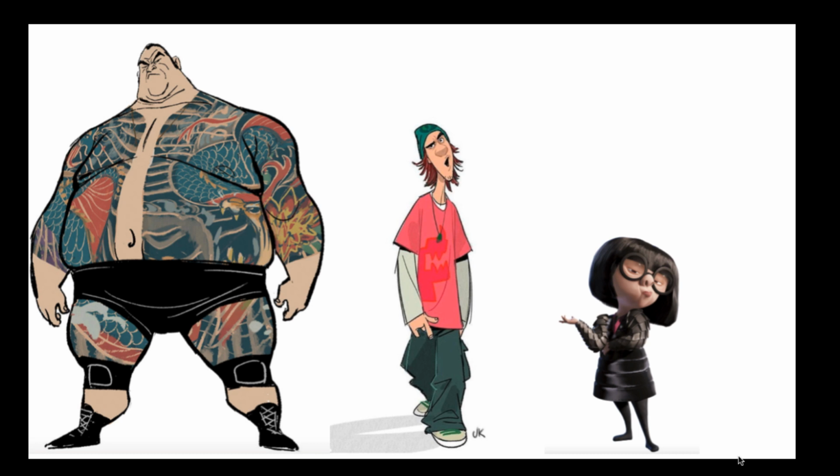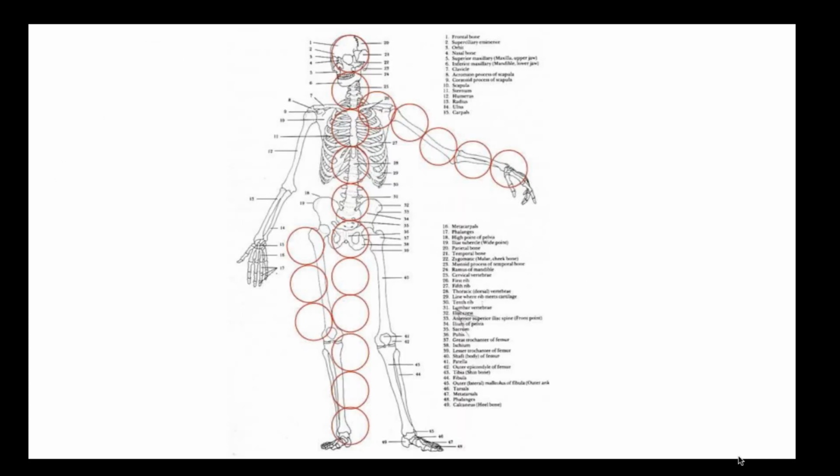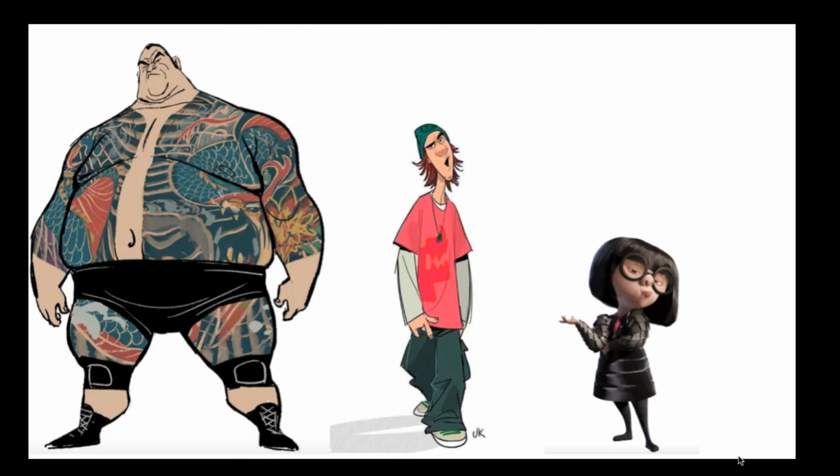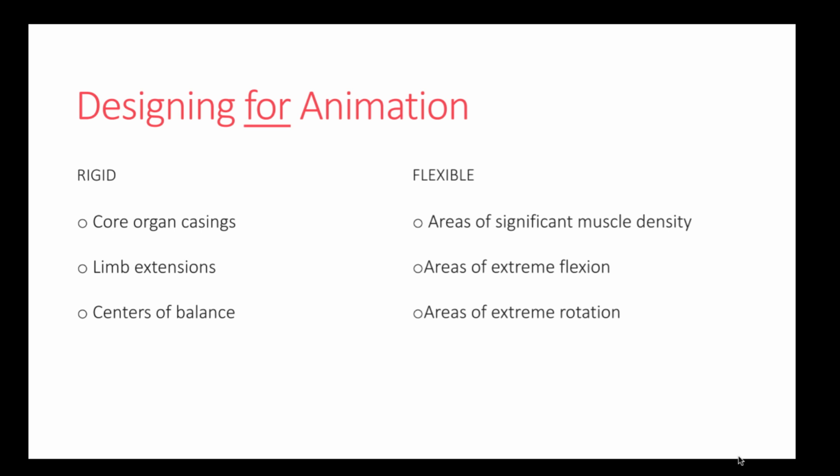So these are the things we consider. Yeah, we've all got the same skeleton. All humanoid characters are structured internally the same, but that soft tissue changes everything. It completely defines the way that we work together. So when we're designing for animation, we have to think about those.